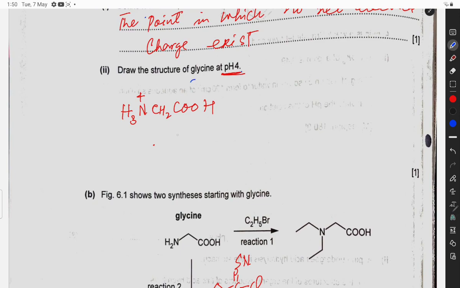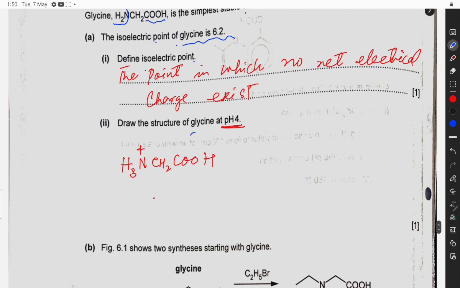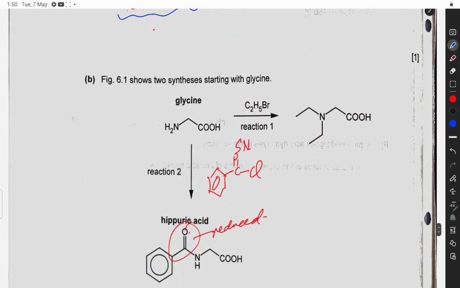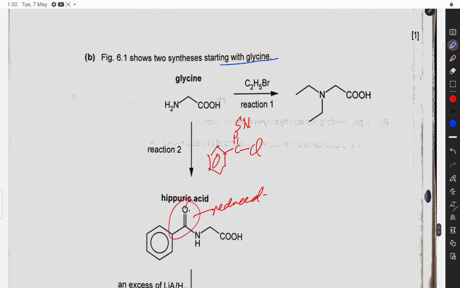Draw the structure of glycine at pH 4. At this pH, the amino group is a proton acceptor, so this is the structure of glycine at pH 4. Figure 6.1 shows two syntheses starting with glycine. C2H5Br and COOH, NH2, C2H5, two syntheses starting with glycine.